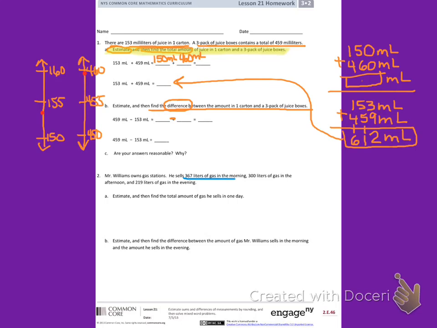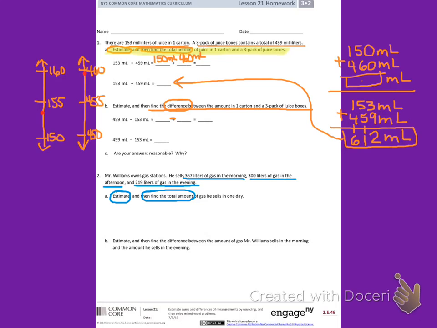367 liters of gasoline in the morning, 300 liters of gasoline in the afternoon, 219 liters of gas in the evening. Circle the important word estimate, and then find the total amount. Those are two sets of important pieces of information or directions that must be followed. You could even highlight that if you wanted to.